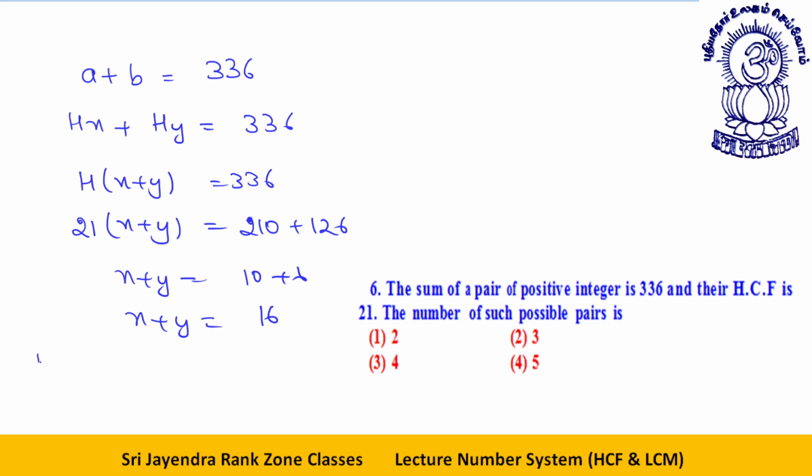See, 1 and 15 is a pair where the numbers are co-prime. 2 and 14 aren't there because these are not co-prime. 3 and 13 is also there. 4 and 12 is not there. Why? Because these are not co-prime.